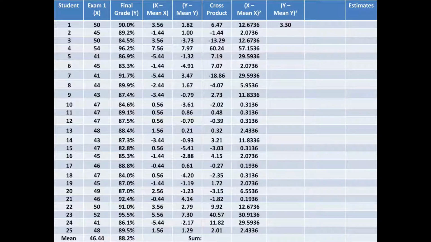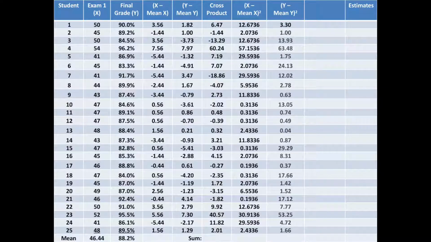And we're going to do the same thing for y. This, and the x minus the mean x squared, is going to tell us how much variability there was on test 1. And this is going to tell us how much variability there was in the final grade. So here we take each one of these deviation scores in y, we square it, and we get the squared deviation score.